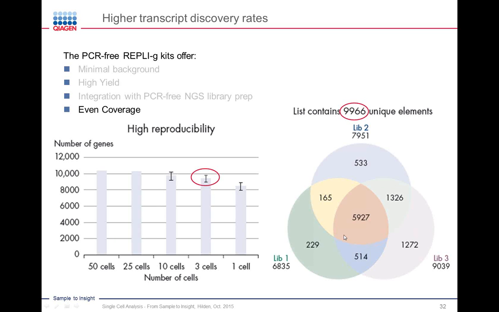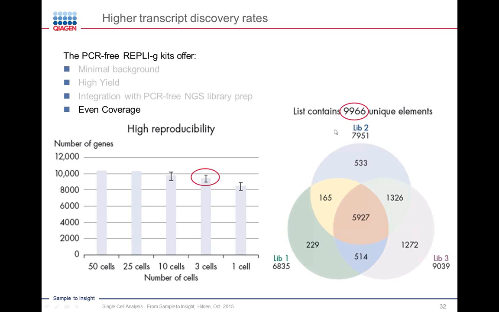We have a vast majority. In this case, it's sort of two-thirds upwards, depending on which libraries you're comparing, that are shared between cells. But on top of that, there's also a lot of genes which are expressed uniquely in one cell or a different cell. Yeah? And when you take the sum of all of these, you approach the number that you would get in a bulk sample. So what you're able to do here is you can say, okay, in a bulk sample, I have 10,000 genes that I'm able to detect, yeah, and quantify.